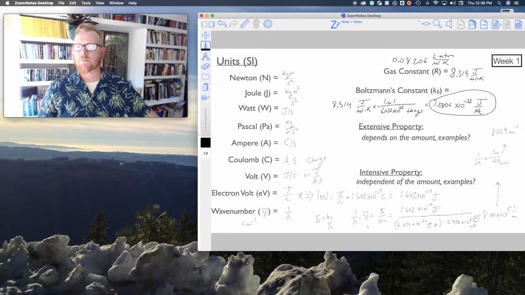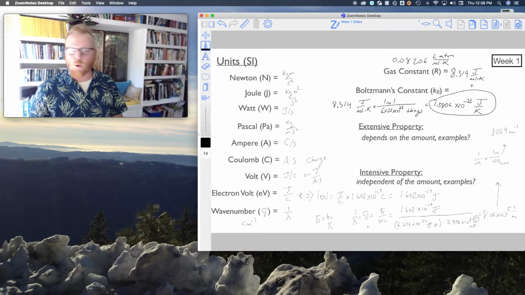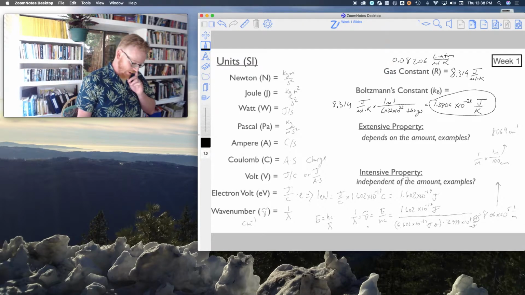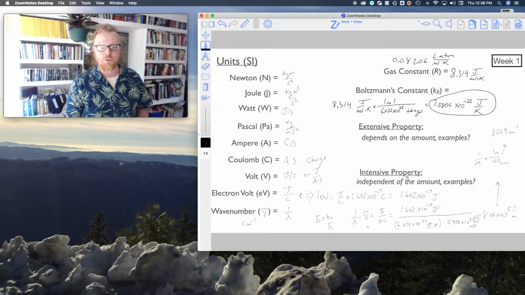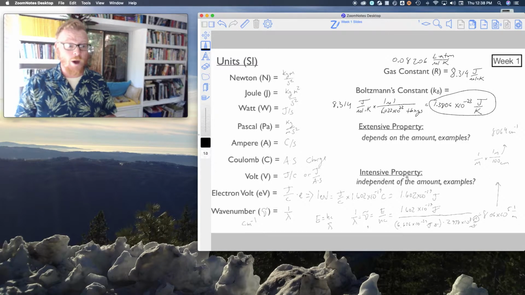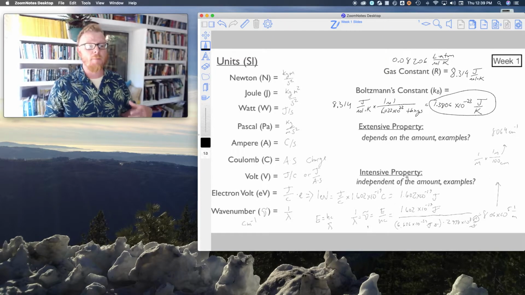We will primarily stick with Boltzmann's constant, but we can use the gas constant too if we're talking about per mole quantities. And this leads me directly into this final discussion here on this slide, extensive properties versus intensive properties. An extensive property depends on the amount. An intensive property is independent of the amount. I want you to think of some examples for just a few minutes. What is an extensive property and what is an intensive property?